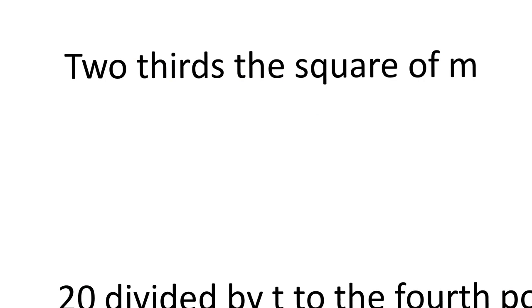Now this one, it says 2/3 the square of m. So first, let's understand the problem. We do have 2/3. We know that's going to be a fraction. 2/3 is 2 over 3. So that's the first thing we need to know. 2/3 is a fraction. And then we have the squared of m. Now, the squared, that's going to be an exponent. And square means 2. So you are going to have an exponent of 2. The word of means you are going to multiply.